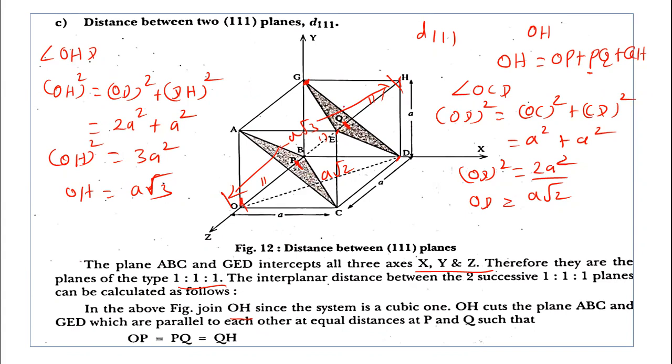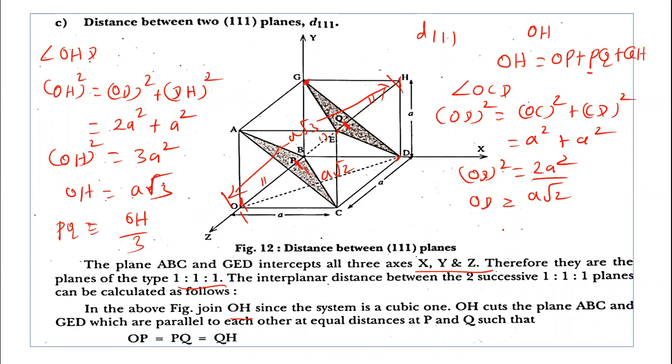We want to calculate PQ here, and we know that OP equals PQ equals QH. So PQ is 1/3 of OH, that is, PQ is equal to OH divided by 3, because the diagonal is divided into three equal parts: OP, PQ and QH. PQ is the interplanar distance here.